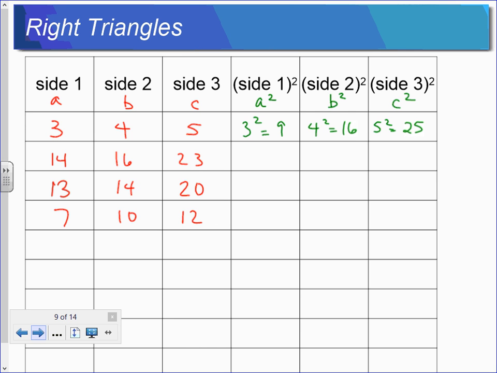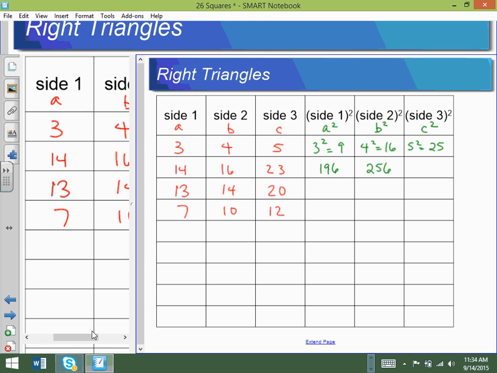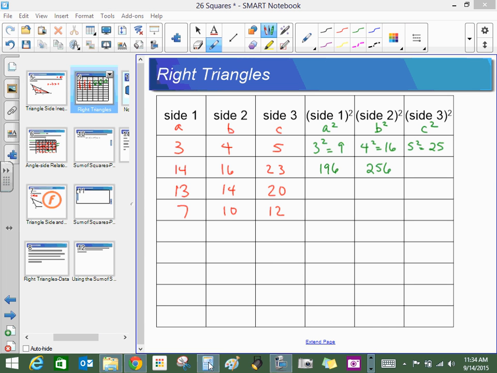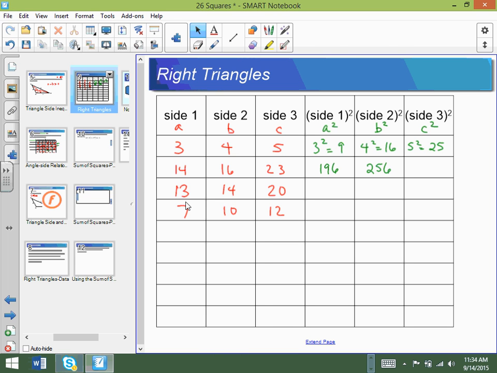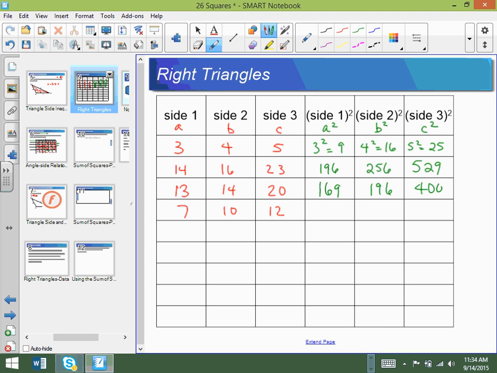14 squared, I believe that is 196. 16 squared is 256. And 23 squared, that one's not in my memory bank, so let's grab a calculator and type in 23 and use the square to determine that. 529 is the square of 23. Running the rest of them, 13 squared is 169, 14 squared is 196, and 20 squared is 400. And last but not least, 7 squared is 49, 10 squared is 100, and 12 squared is 144.